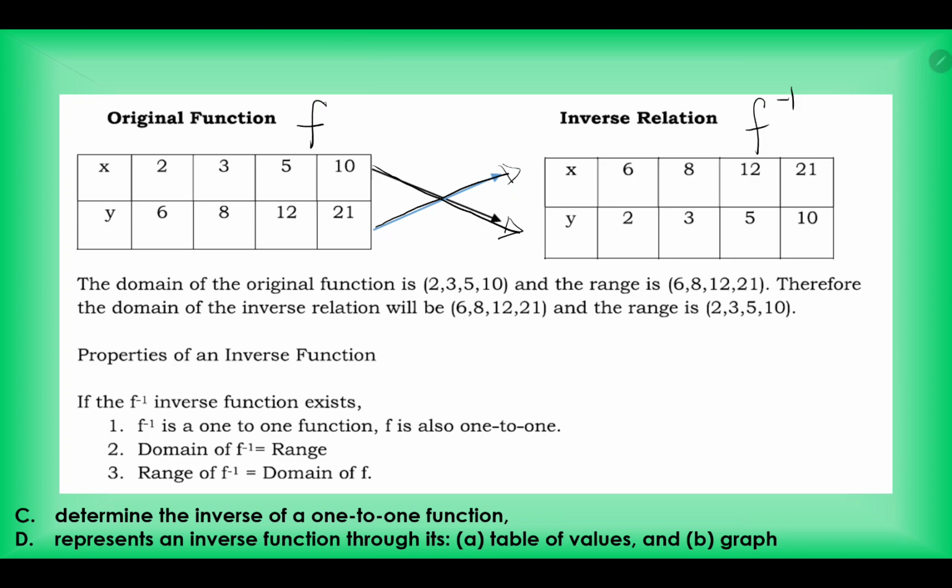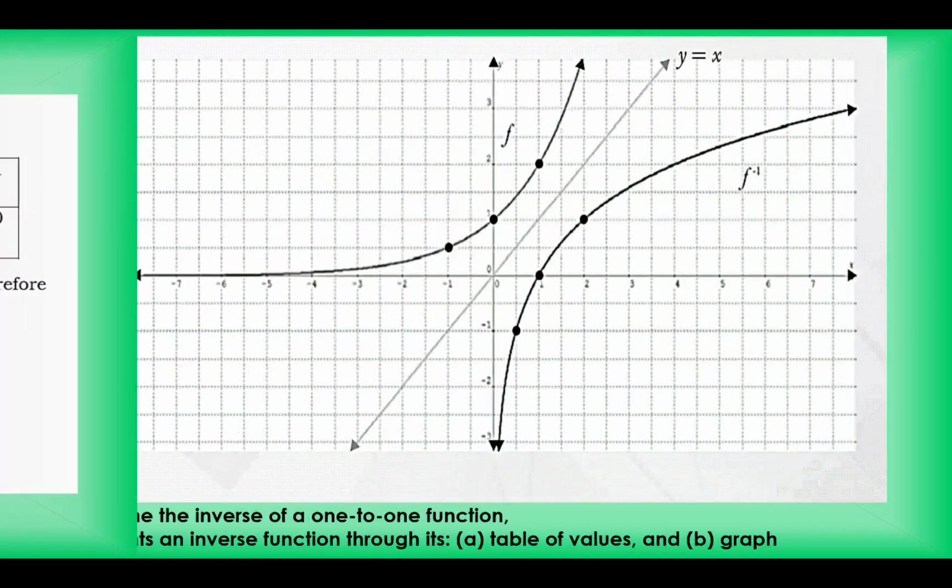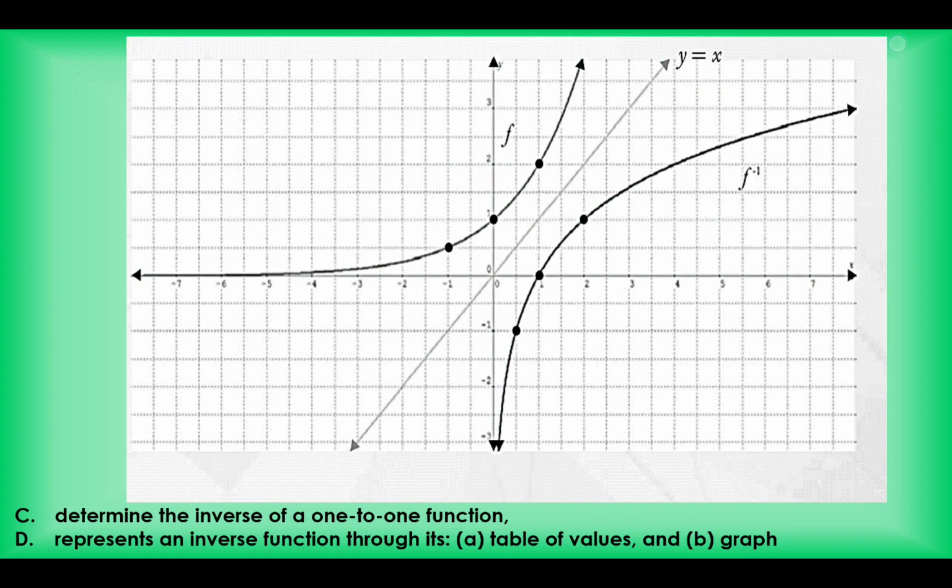Here are some of the properties of an inverse of a function. Tandaan natin that if the inverse of a function is 1-to-1, ibig sabihin, pag binaliktad natin siya, 1-to-1 pa rin siya. So, the f is also 1-to-1. Second, the domain of the inverse function is equal to the range of the function. And the range of the inverse of the function is equal to the domain of the function. Napakadali lang kung ordered pair ang ating pag-uusapan.